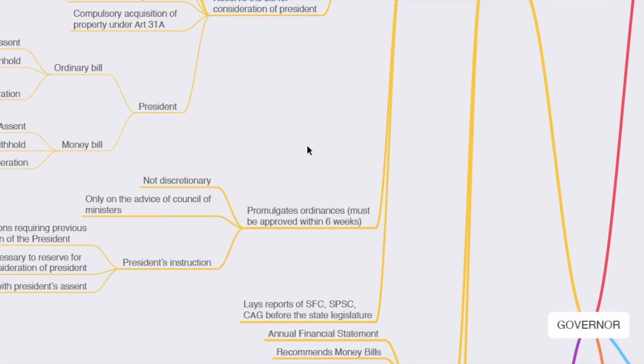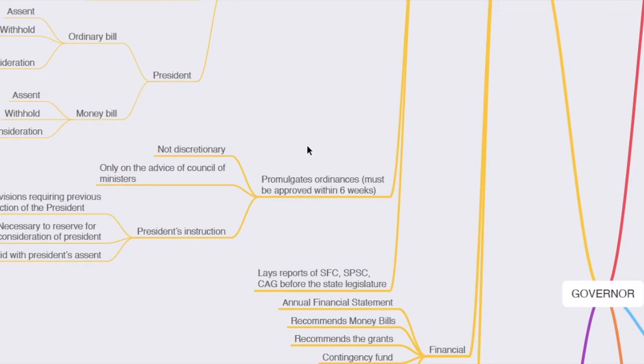Now let us see the promulgation of ordinances. This is a very important power. Whatever ordinance a governor promulgates when the house is not in session must be approved within 6 weeks. Now this is not a discretionary power. He can promulgate an ordinance only on the aid and advice of the Council of Ministers.